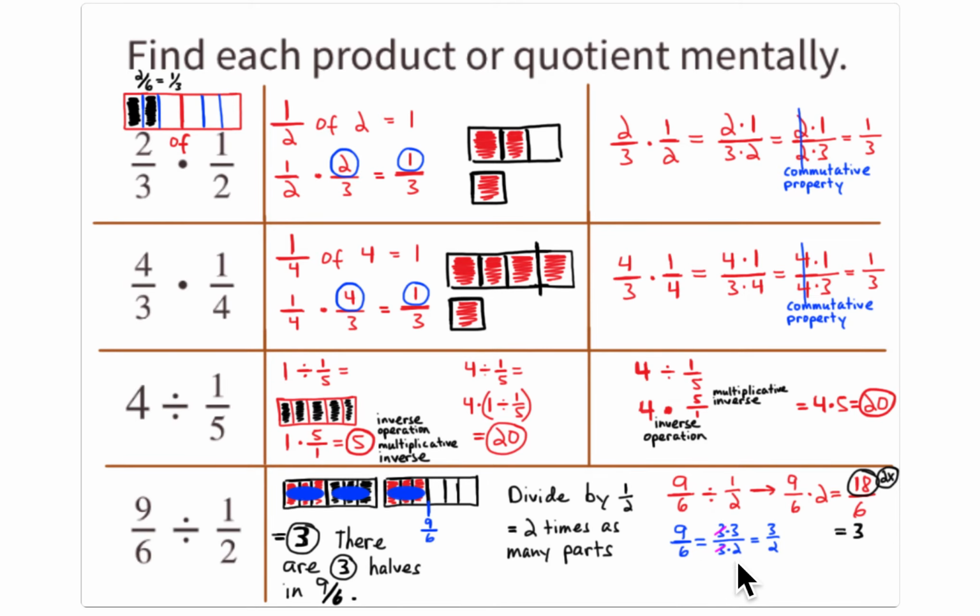So 9/6 is equal to, you can simplify 9/6 to 3 halves. So factor out the 3's. 3 times 3 divided by 3 times 2. 3 divided by 3 is 1, so those cancel out. You're left with 3 halves.